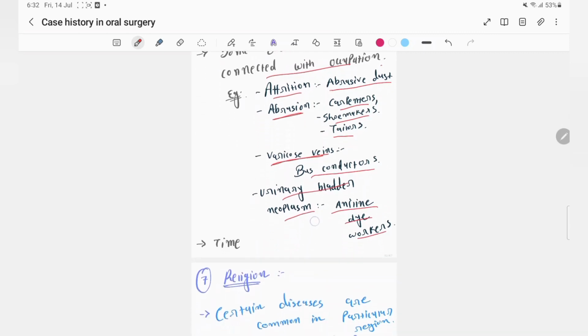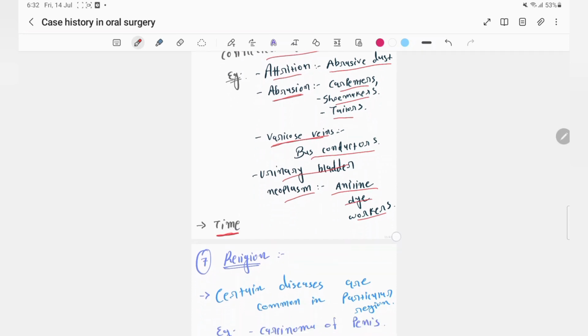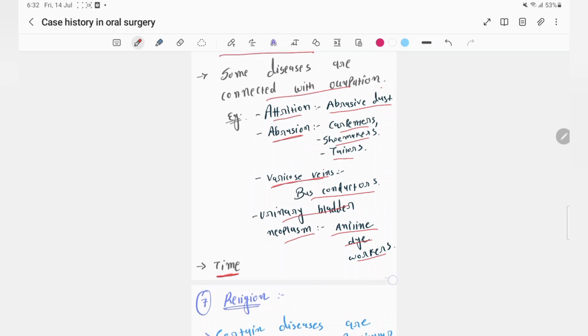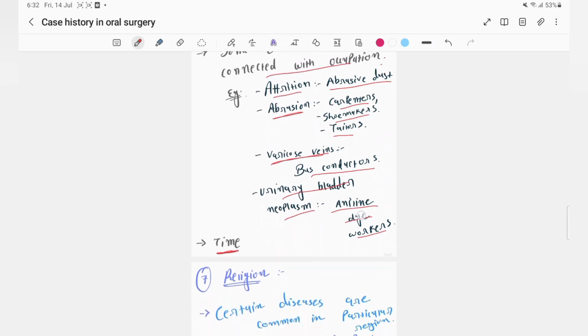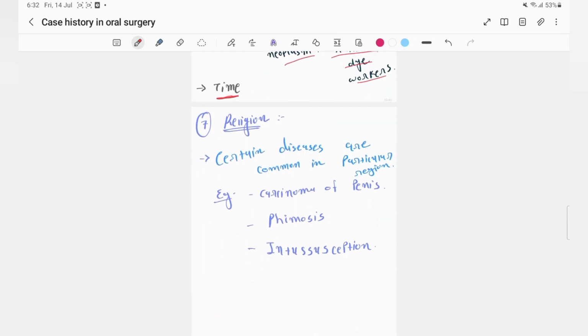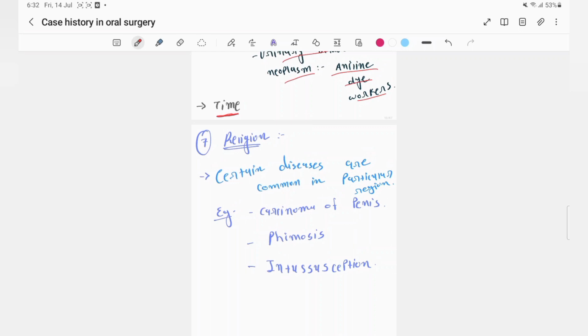And after this, scheduling appointments according to their occupation, right? And also in pedo patients, when both the parents are working, you have to appoint them according to this occupation, right? Now, moving to religion. Specific diseases are common in certain religions. For example, carcinoma of penis, phimosis, and intussusception.